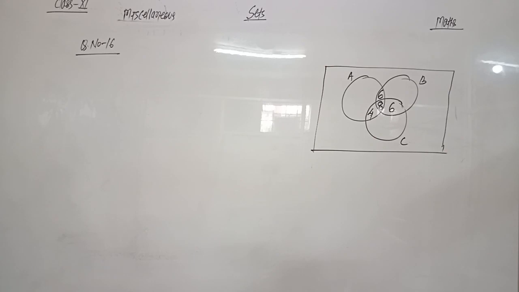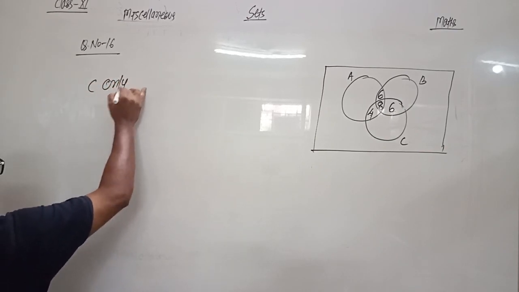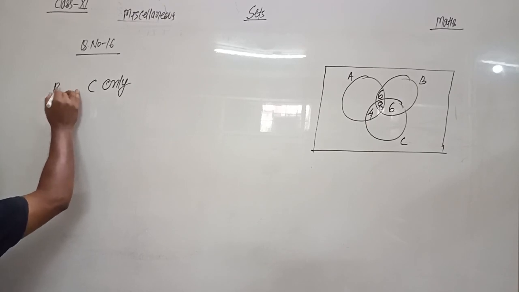So we have to calculate how many like product C only. 29 people like product C. So C only. How many like product C only? Product C only.